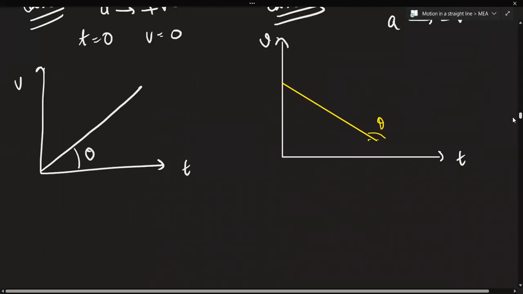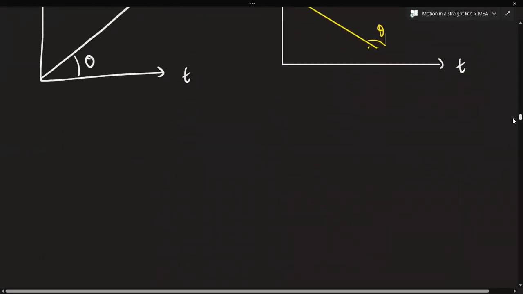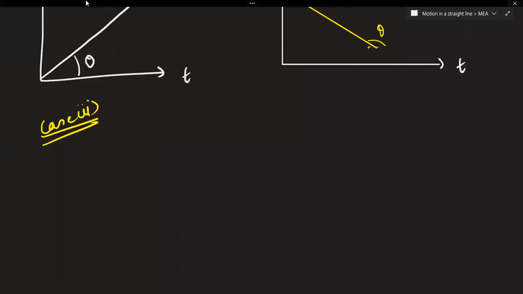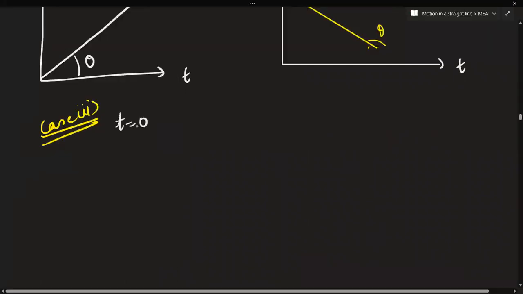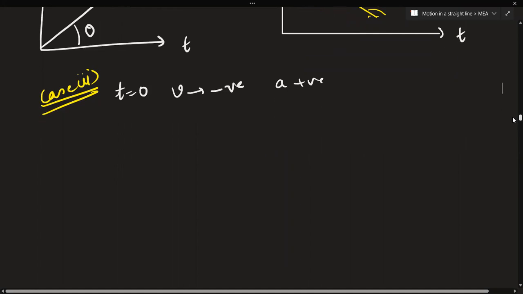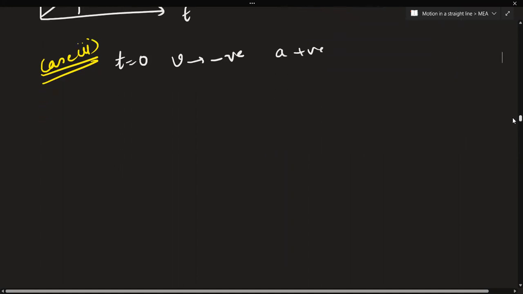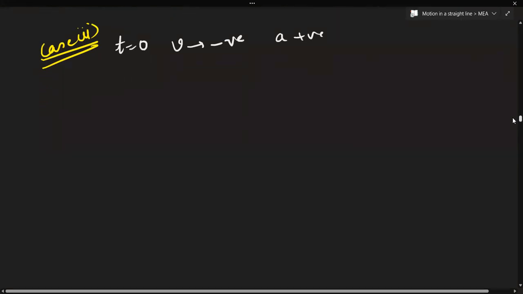Now, one last case. Case 3: time is 0, the initial time is 0. Let's say velocity is negative this time and acceleration is positive this time. So can anyone predict the graph? Your slope is positive, but velocity is negative. Can anyone give an idea?